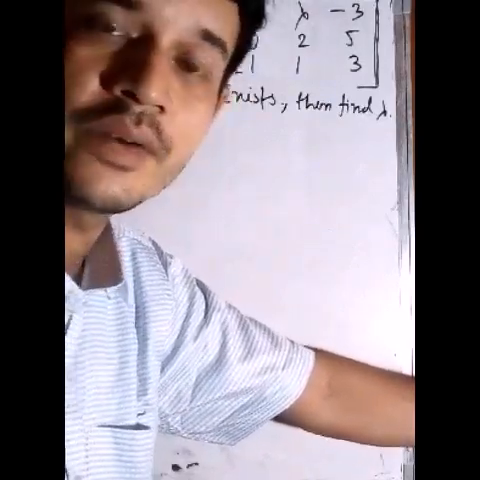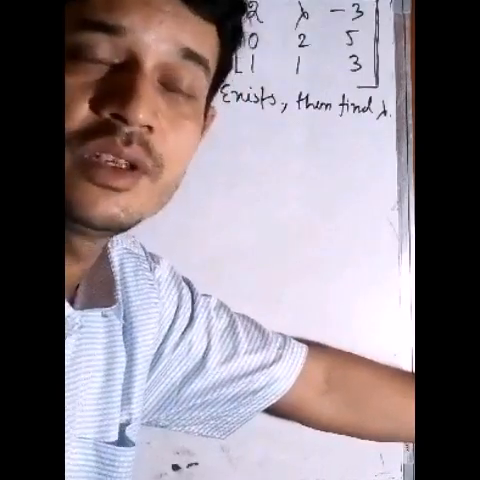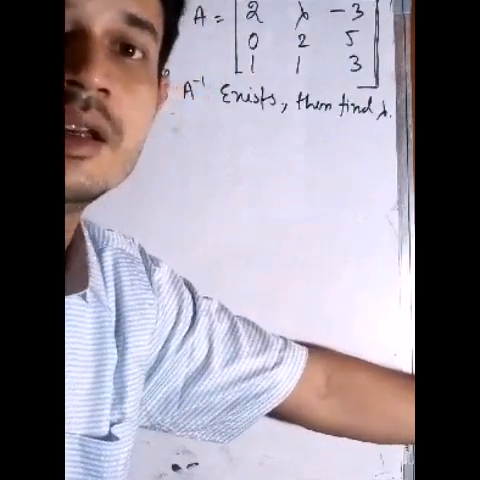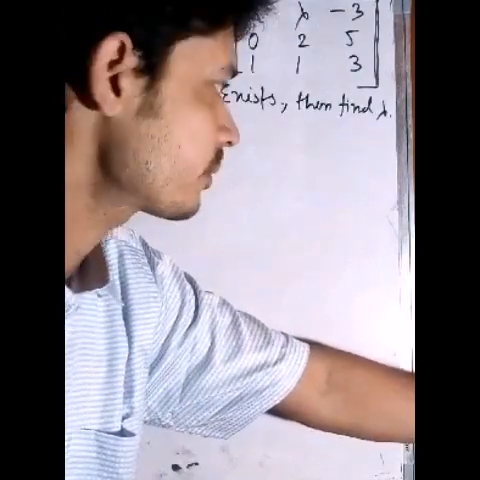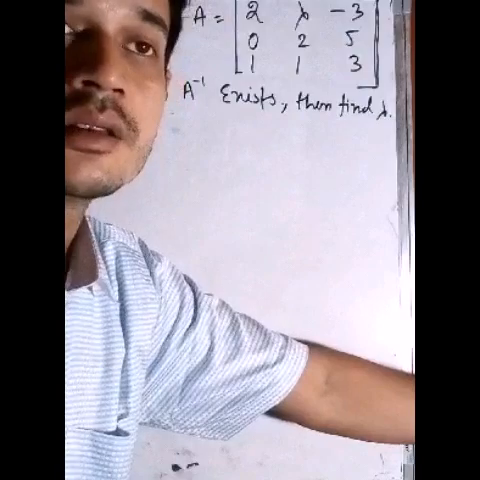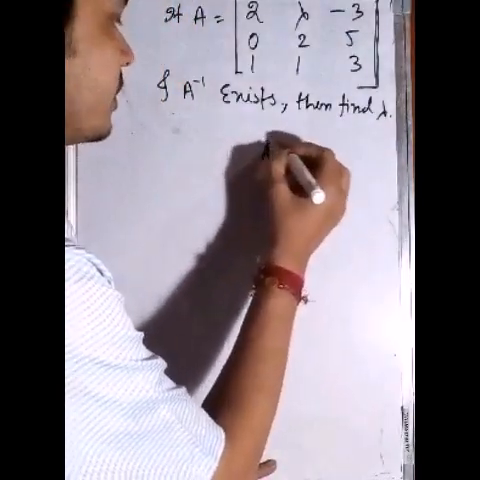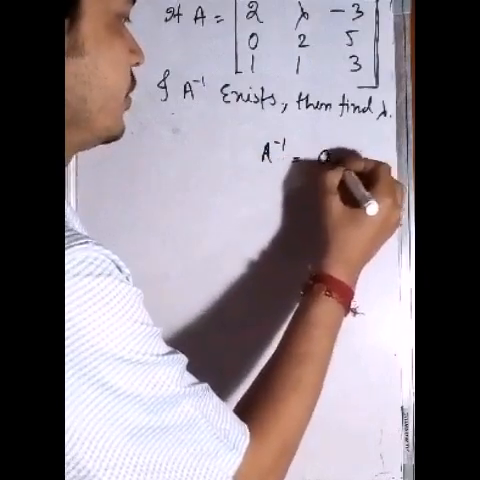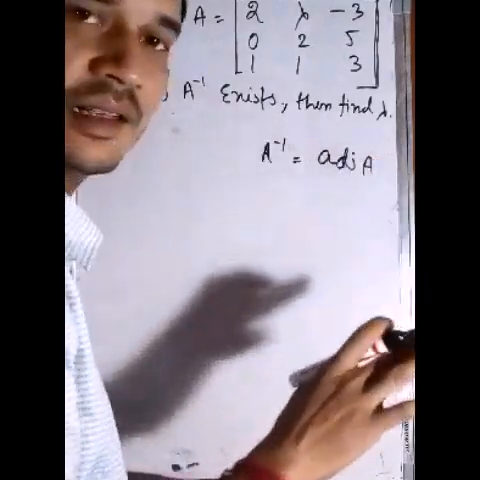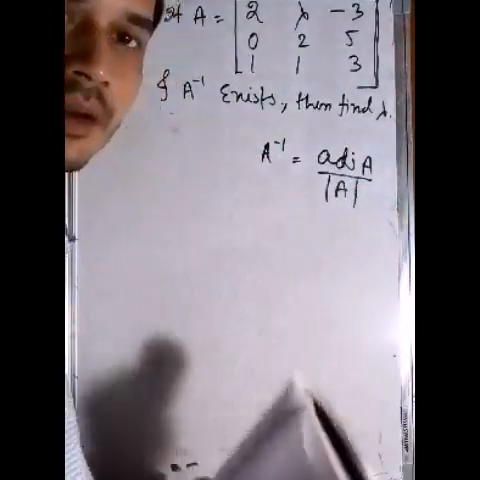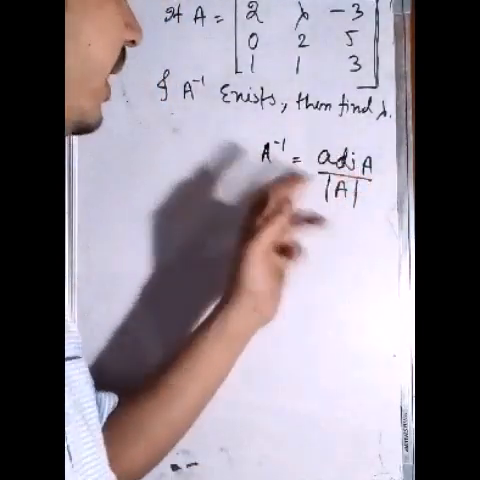Now there is a formula to find the inverse of a matrix, which we will discuss in upcoming videos. It is in the next topic of the matrix chapter. Now we are confined to determinant. So what is the formula for finding the inverse of a matrix? The formula is adjoint A by det A. We will discuss later what is adjoint. A inverse equals adjoint A by det A.